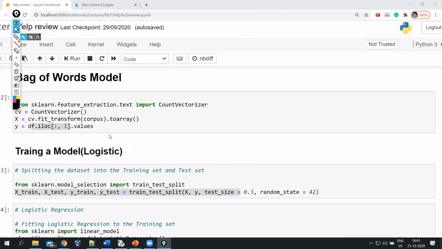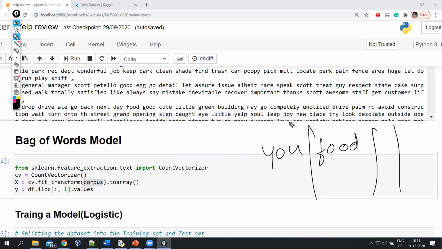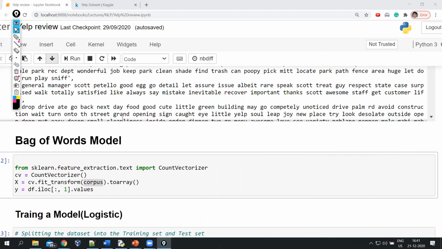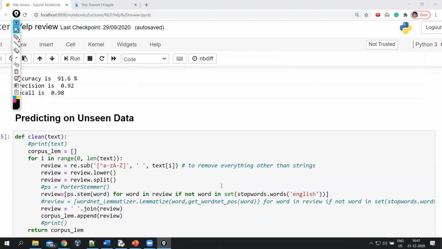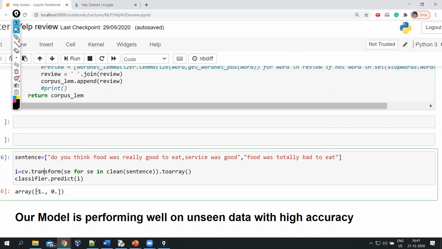If I show you the bag of words model, I have used fit transform. It will take our training corpus, which is called the training corpus. It will remember the unique words, like you, food. Like I explained, these words will be remembered by the model using fit transform. Now if you give a new sentence to this, it will transform your sentence based on this data. I hope this is clear. In short, fit transform is used for training, and transform is only used to predict on unseen data. So it will only transform, and then it will predict.